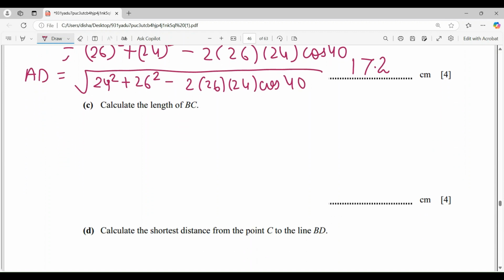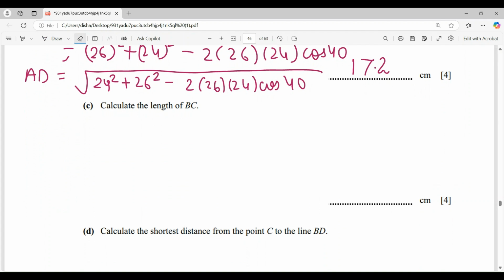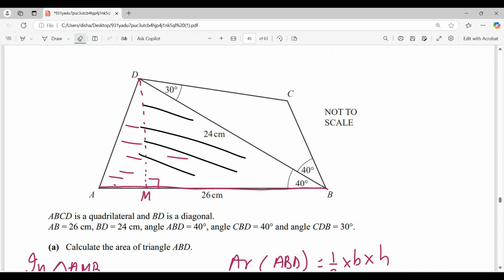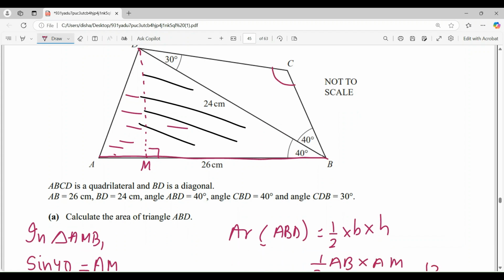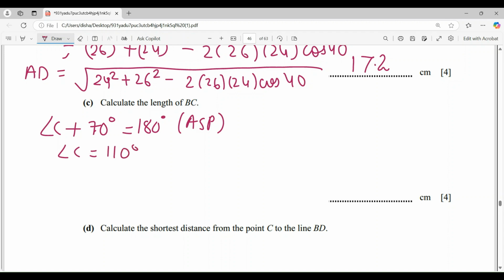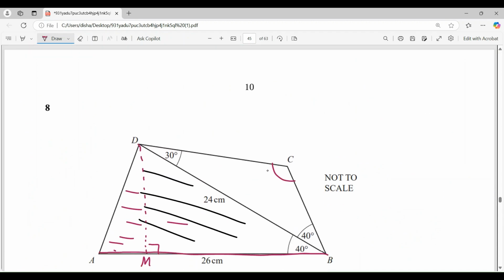Next we have is calculate the length of BC. So now for BC, if we see the triangle BCD, here one angle is missing. We can find it out by using ASP. So we can write angle C plus 70 is equals to 180. Make sure you write the reason ASP. So angle C is equals to 110.